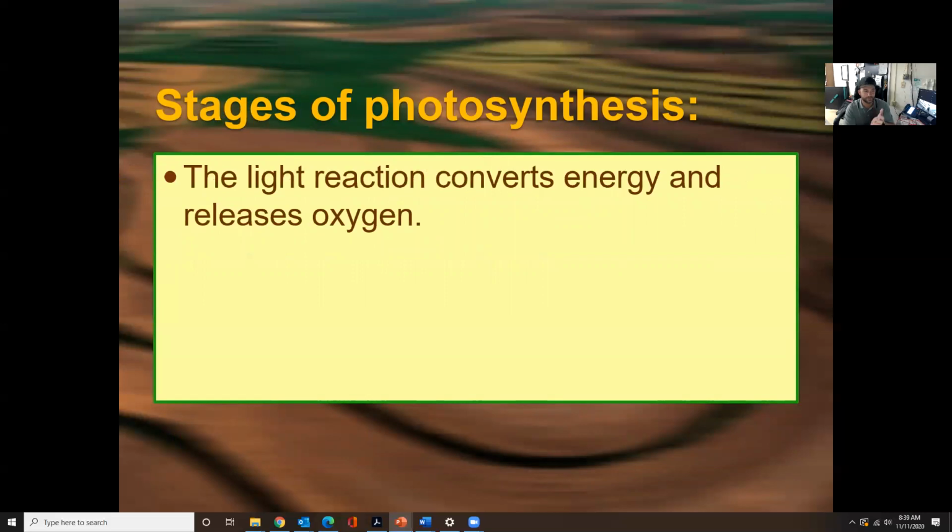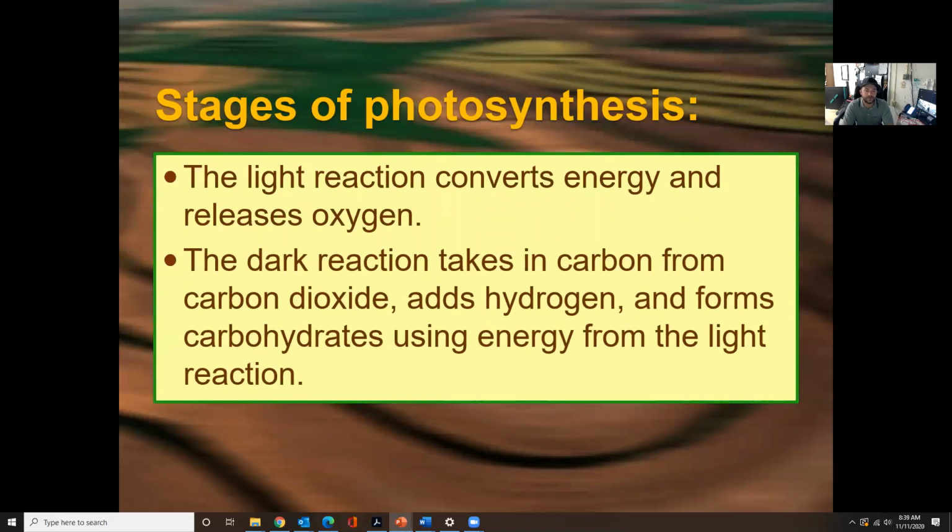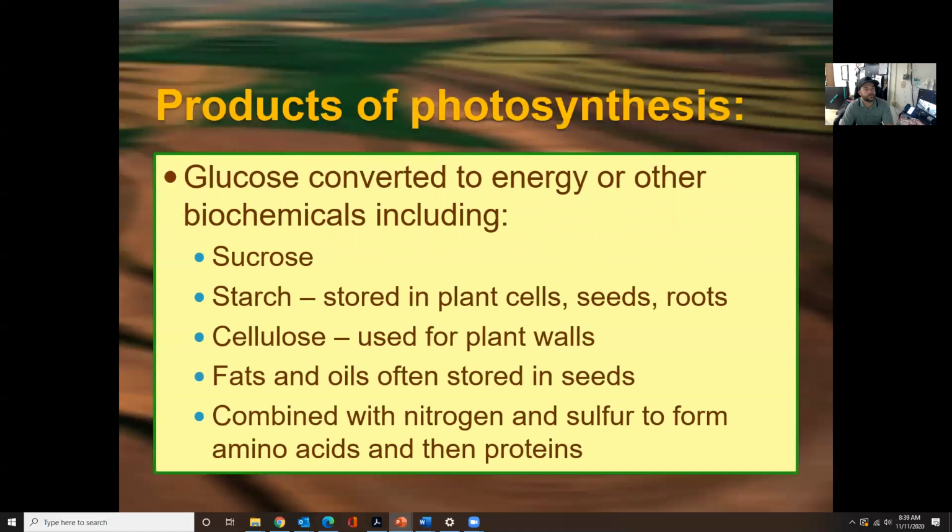So what are some stages of photosynthesis? The light reaction converts energy and releases oxygen. The dark reaction takes in carbon from carbon dioxide, adds hydrogen, and forms carbohydrates using energy from the light reaction. So some other products from photosynthesis: glucose converted to energy or other biochemicals, including sucrose, starch, cellulose, fats and oils that are often stored in seeds and combined with nitrogen and sulfur to form amino acids and then proteins.